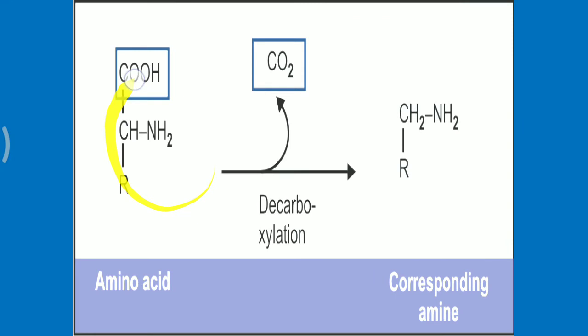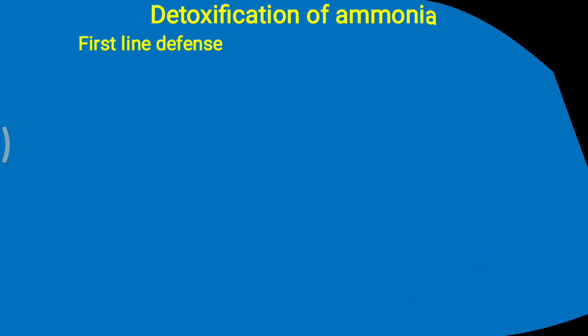In a simple amino acid structure, there is an R group, a carboxyl group, and an amino group. The carboxyl group is removed, mostly in the form of carbon dioxide. So the corresponding amine is generated from this amino acid. That is the important decarboxylation reaction.